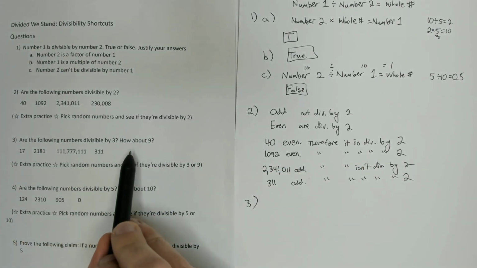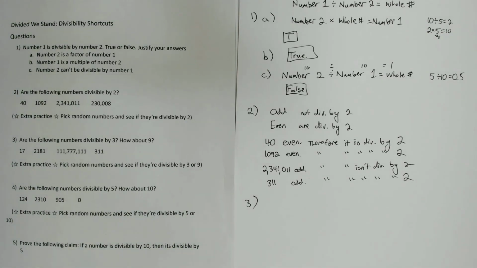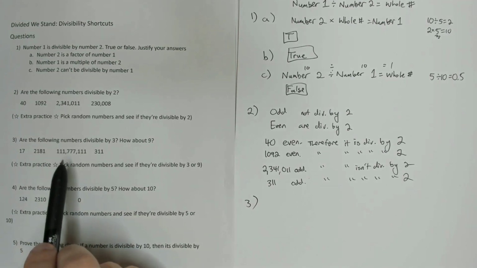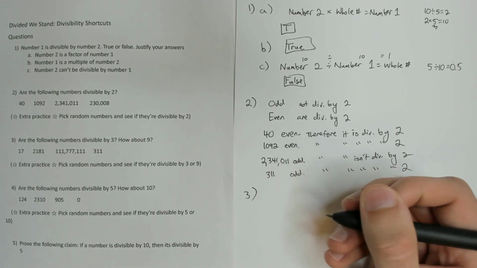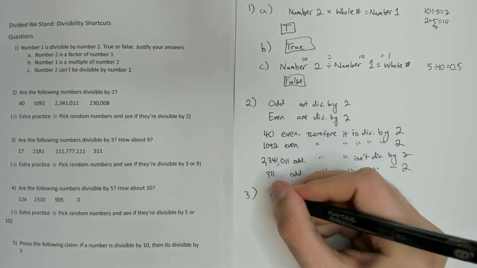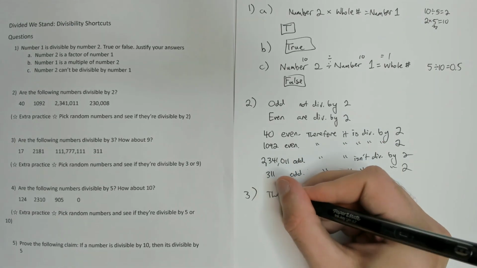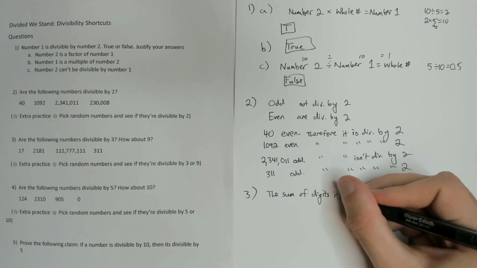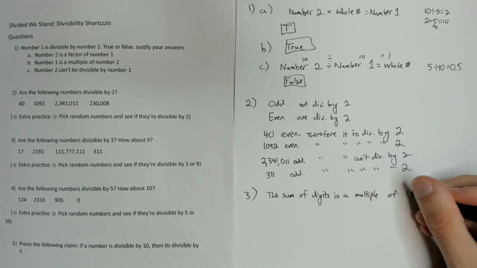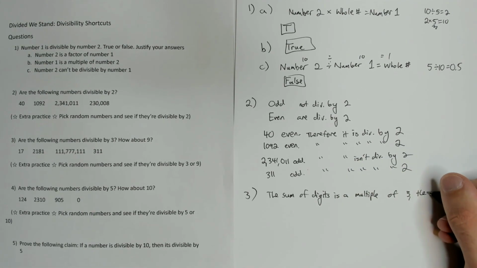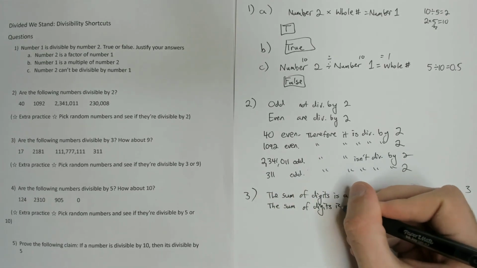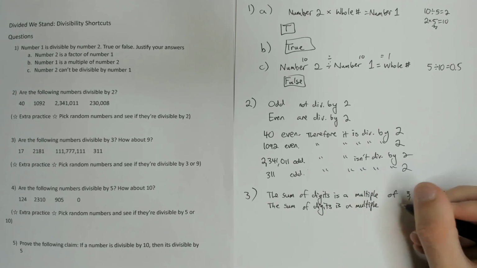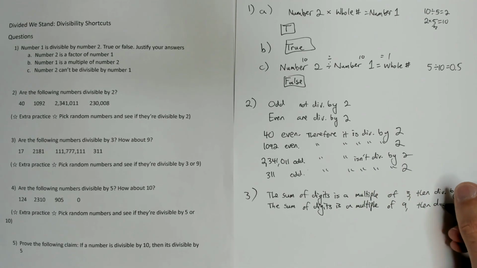Are the following numbers divisible by 3? How about 9? All right, so this is a 2-in-1 kind of thing where we're going to be doing 2 tests on all of these numbers. So let's start with the divisibility rules for 3. For 3, if the sum of digits is a multiple of 3, then the number is divisible by 3. And the rule for 9 is if the sum of digits is a multiple of 9, then the number is divisible by 9.